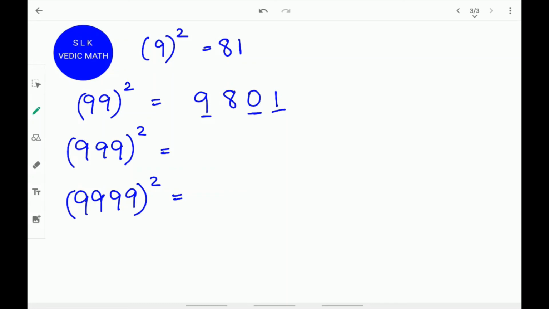Let's try another example. 999 square. Write 81 with a little space between. 2 digits on each side because there are 3 9s in 999. 1 less than 1 is 0. Write 0 2 times. 1 more than 8 is 9. Write 9 2 times. So 999 square is 998001.